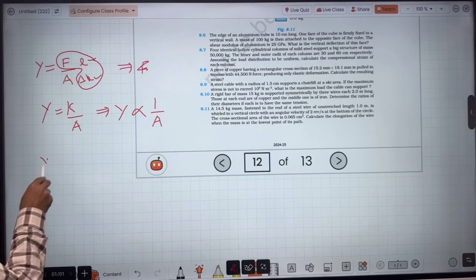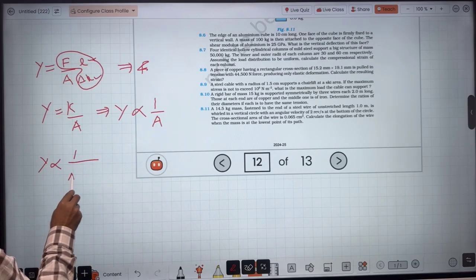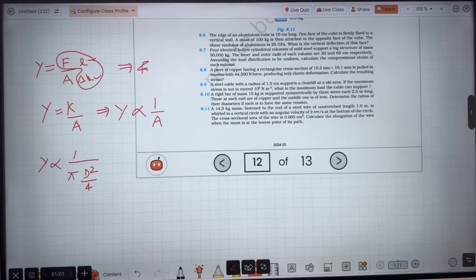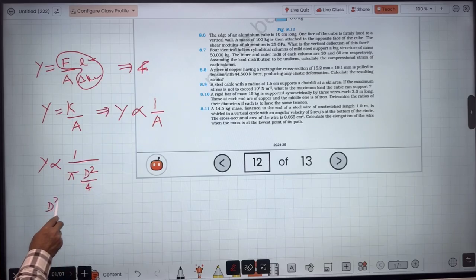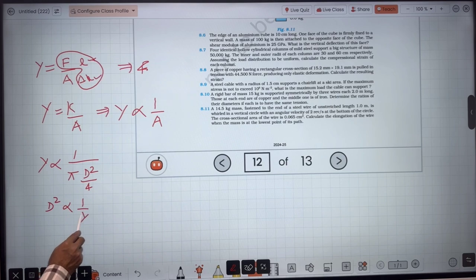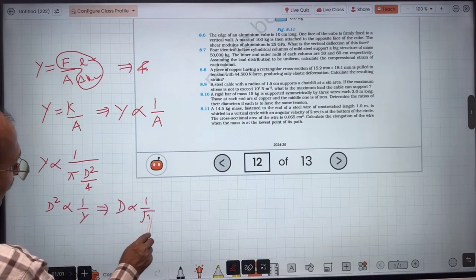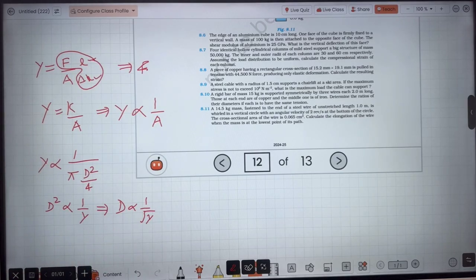So here we can further write Y proportional to 1 upon area, where area is pi times d square by 4, correct? Because pi r square, and r is d by 2. If we further write, d square is proportional to 1 upon Y, or d is proportional to 1 upon root Y. So we have got this relation.